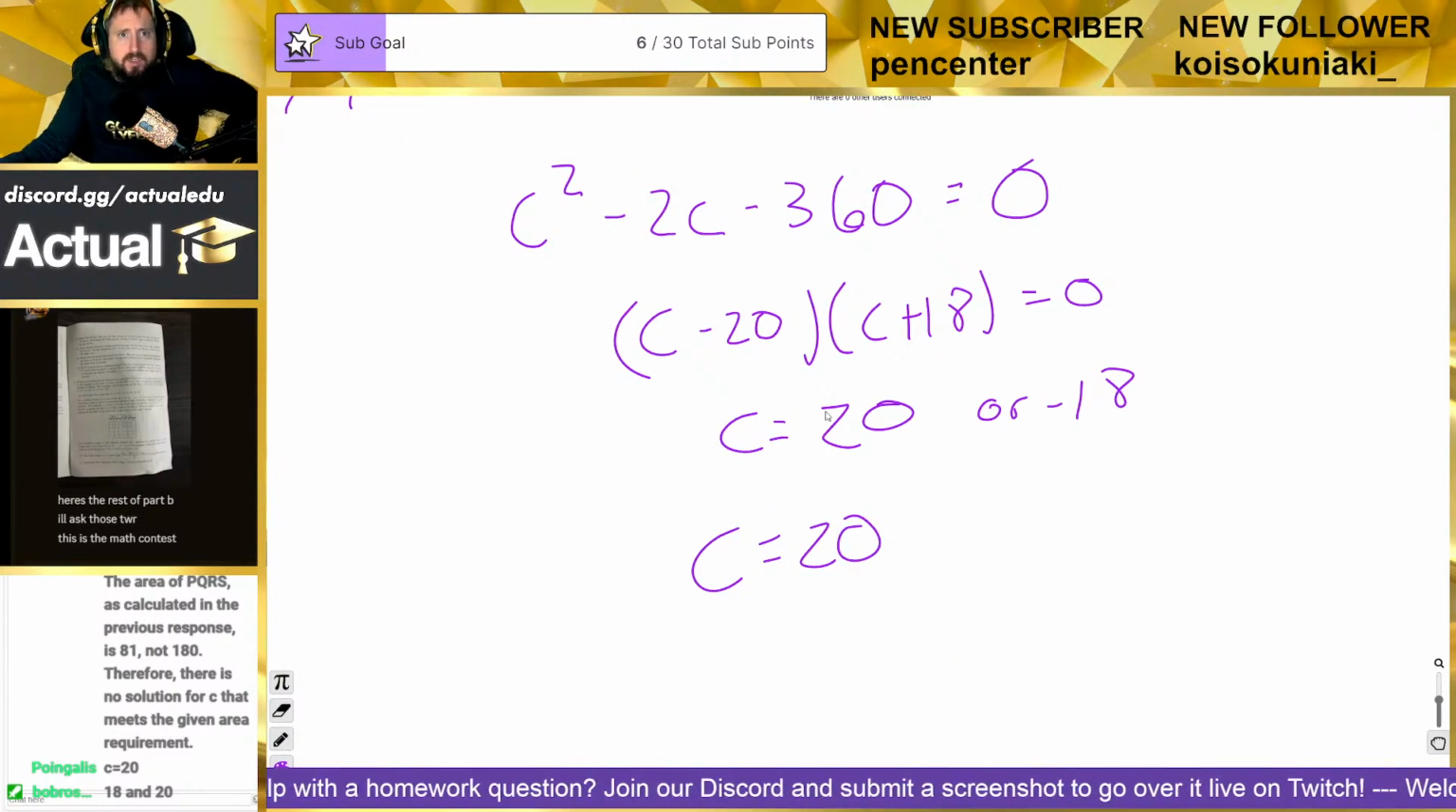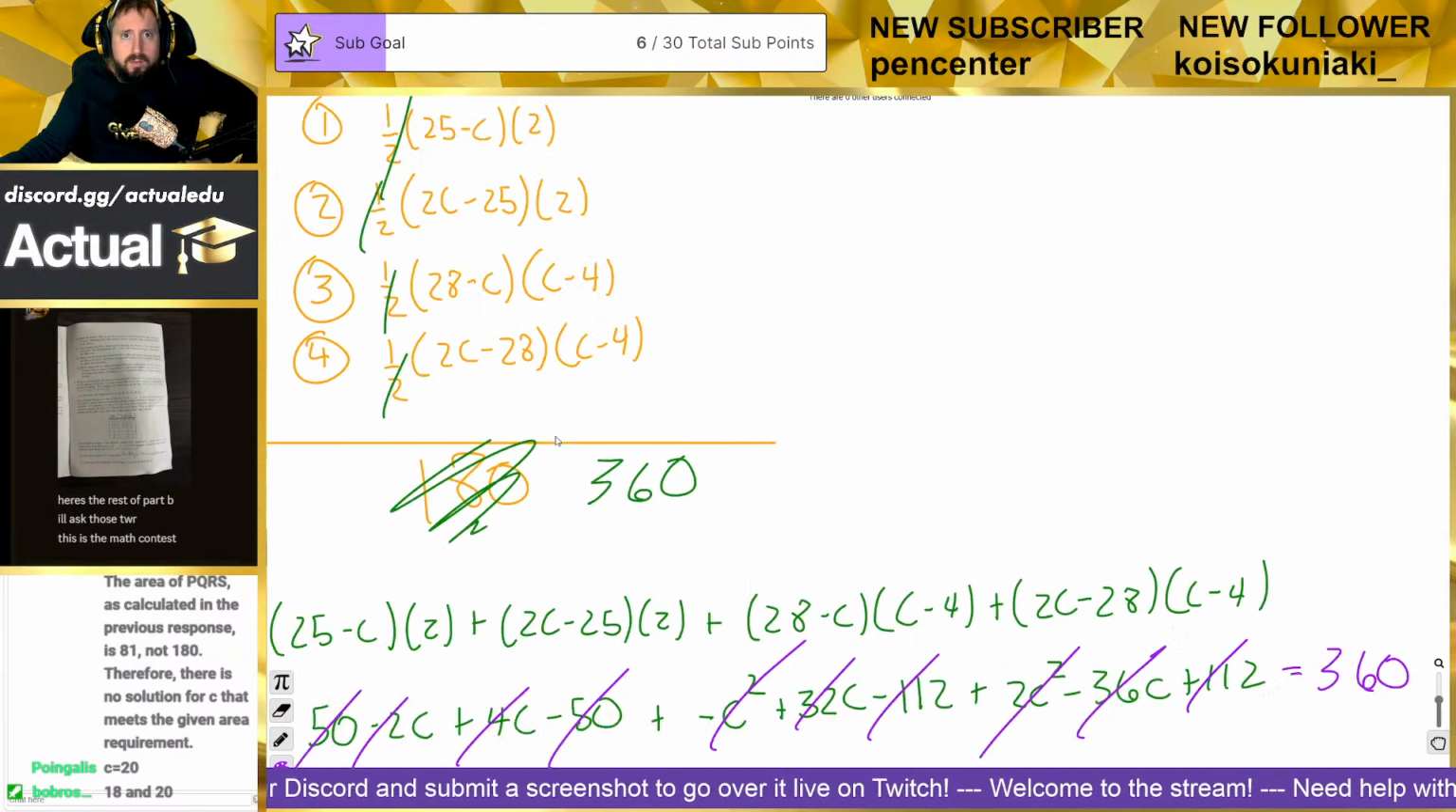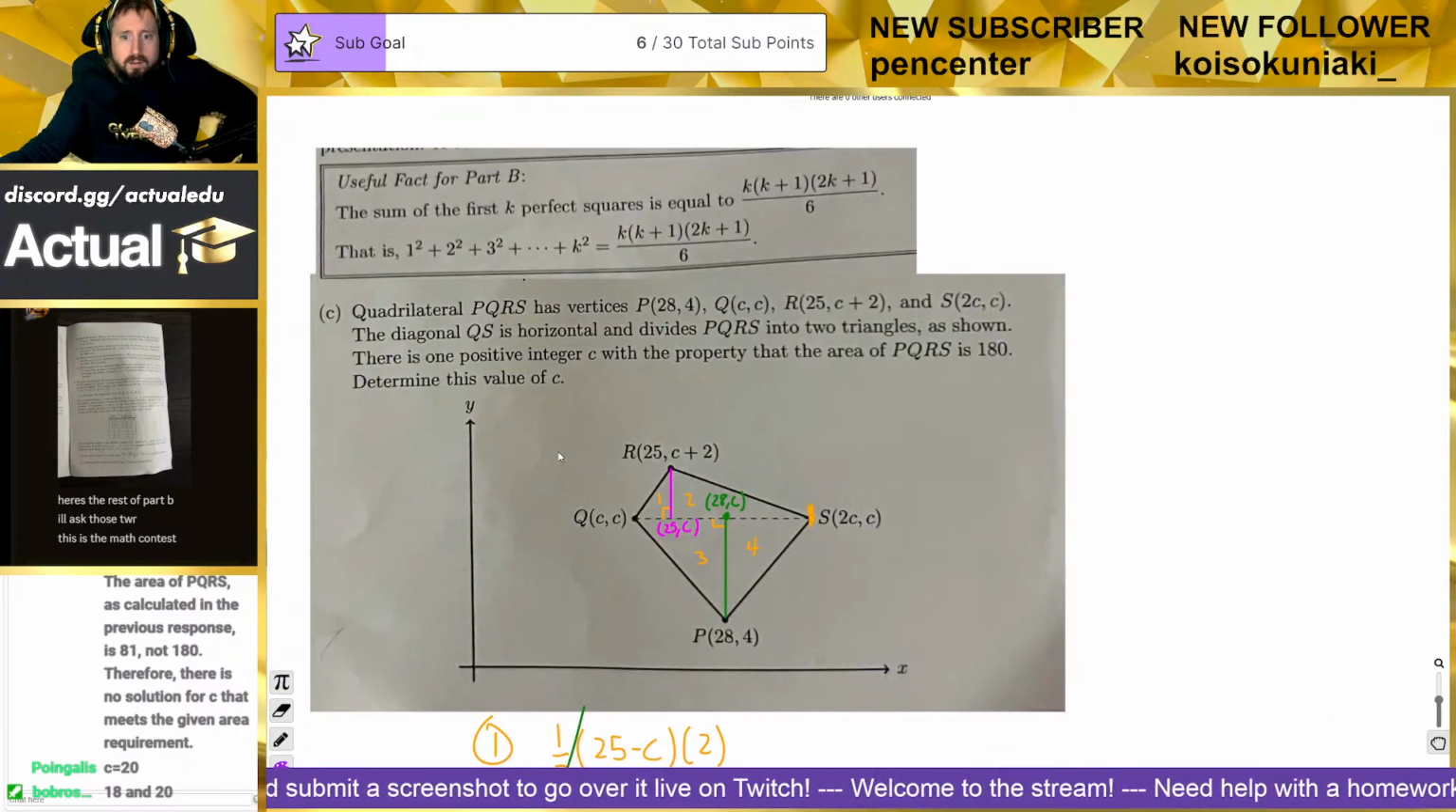Let me see, Ashner. The final answer is that there is no positive integer c that satisfies the condition that the area of PQRS is 20. The area of PQRS as calculated in the previous response is 81, not 180. Therefore, there is no solution for c that meets the given area requirement. Is that what ChatGPT told you? It sounds kind of weird.